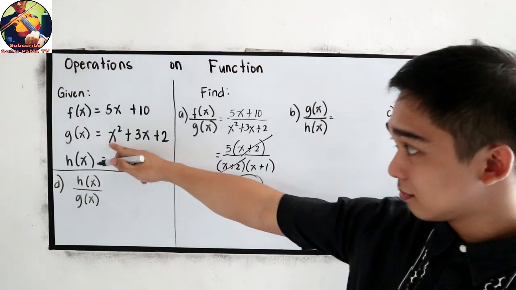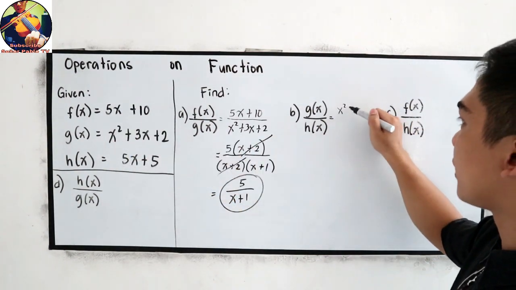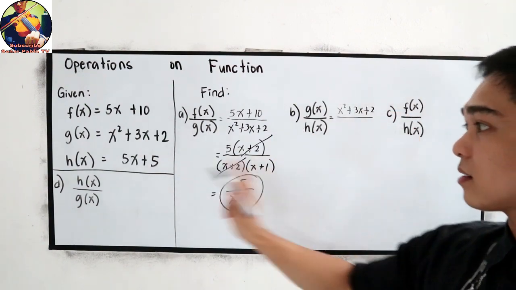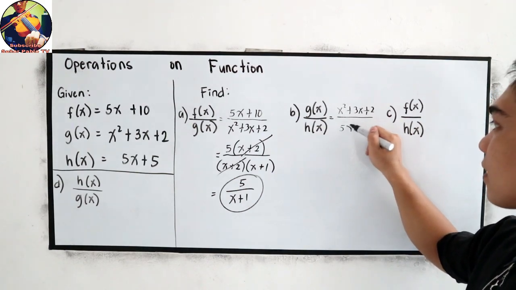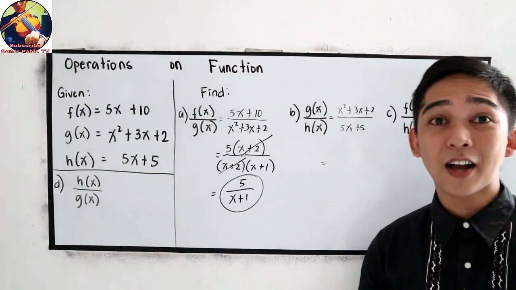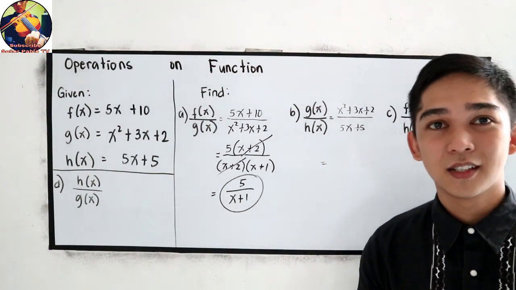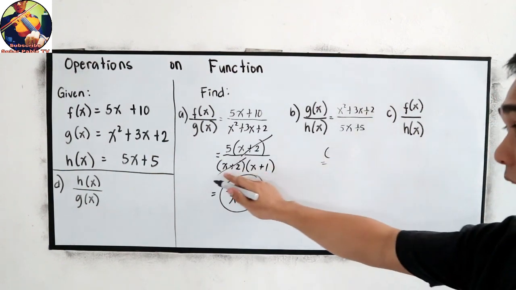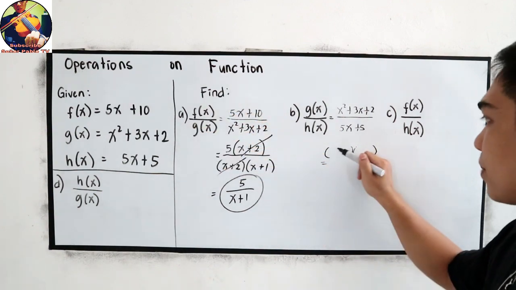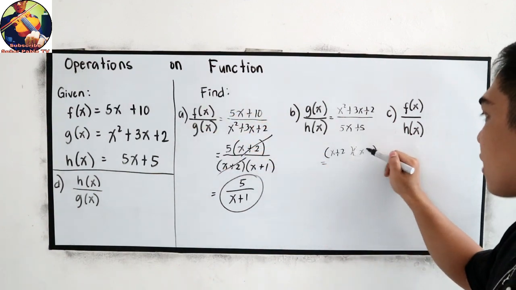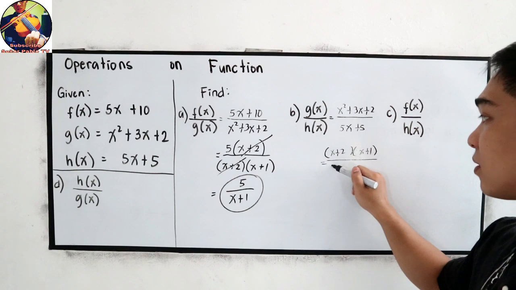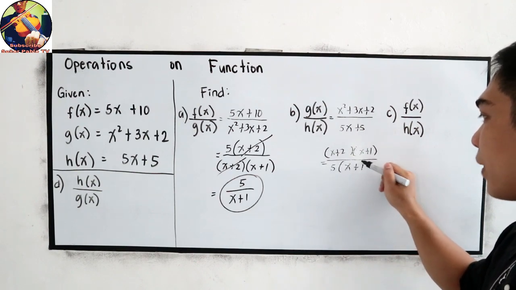Next, letter B, g of x over h of x. Substitute the given. X squared plus 3x plus 2 over h of x, which is 5x plus 5. Again, let us factor out the numerator and the denominator. For the numerator, we have the factored form in our given in letter A. So just copy x plus 2, x plus 1. Over, common factor is 5. Then we have x plus 1.